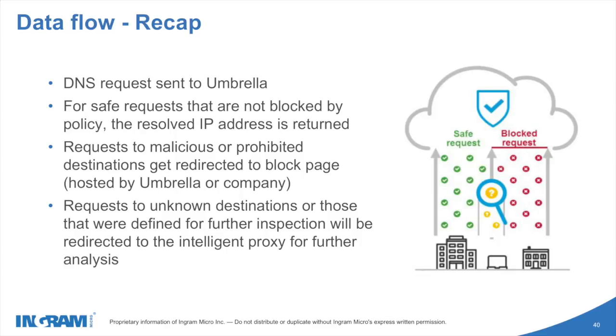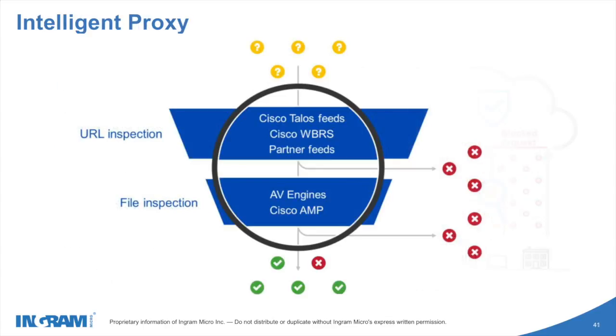As a data flow recap, DNS requests are sent to Umbrella. For safe requests that are not blocked by policy, the resolved IP address is returned. Requests to malicious or prohibited destinations get redirected to a block page, and requests to unknown destinations or those that were defined for further inspection will be redirected to the intelligent proxy for further analysis.